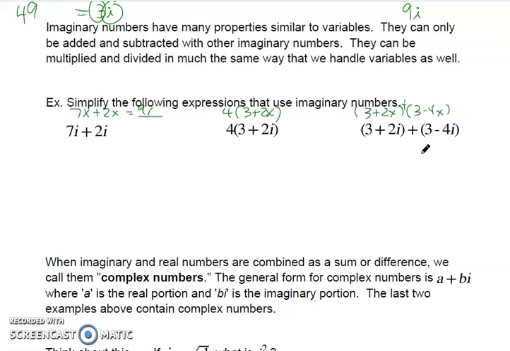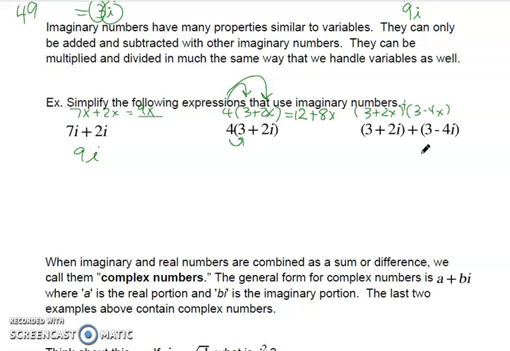So the first one, if I add 7x and 2x, it would be 9x. For the second one, the answer is 9i. In the second problem, we could use the distributive property and multiply the 4 times the 3, which is 12, and the 4 times 2, which is 8. So that would be 8x's.